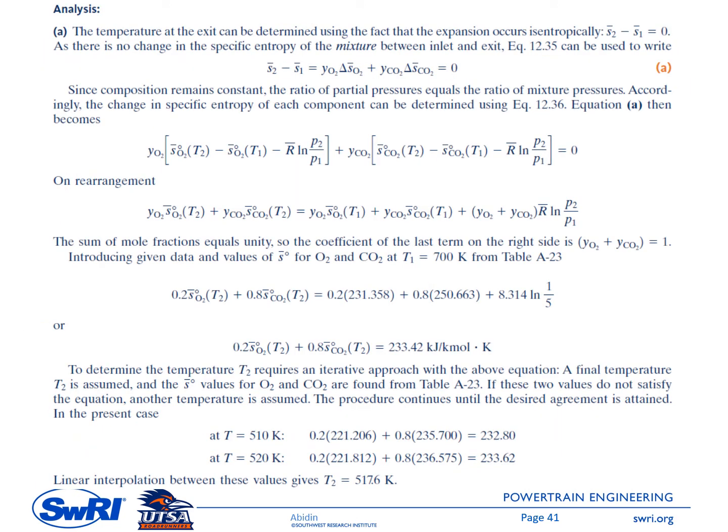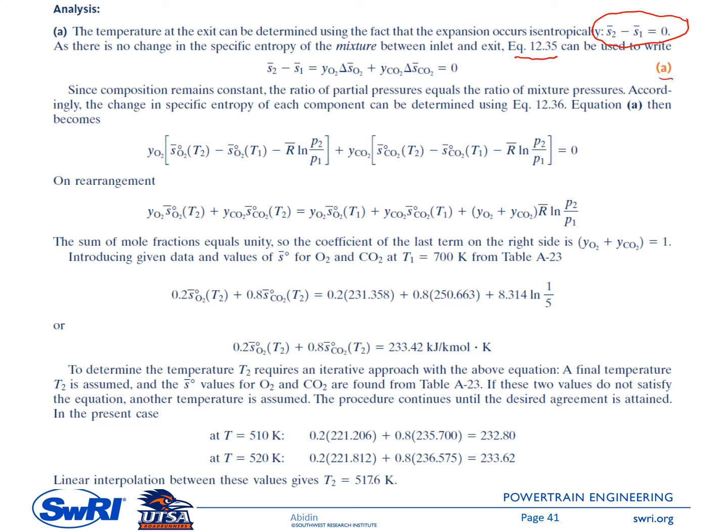Okay, the first question is the temperature at the exit. The temperature at the exit can be determined by using the fact that the expansion occurs isentropically. So it means there is no change of the entropy, so S2 minus S1 equals 0. And as there is no change of the specific entropy of the mixture, we can use equation 12.35. And then in this case, we can simplify to get equation A here.